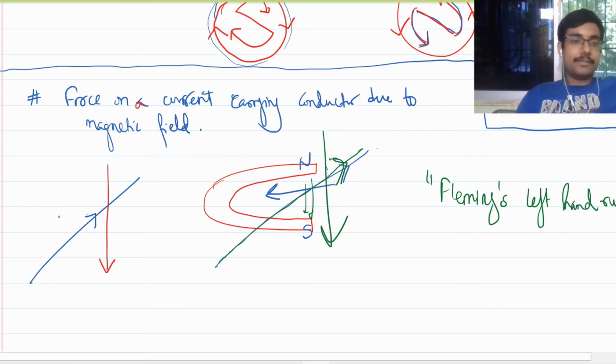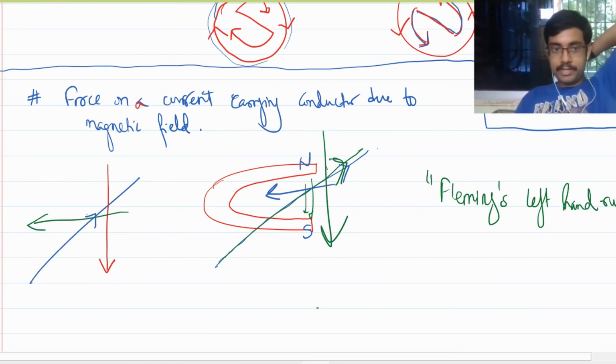So if this is the arrangement, the conductor will get attracted towards the left. The force will act on the left. Is this clear? To everybody, is this clear? This is called Fleming's left hand rule. So what does Fleming's left hand rule say?